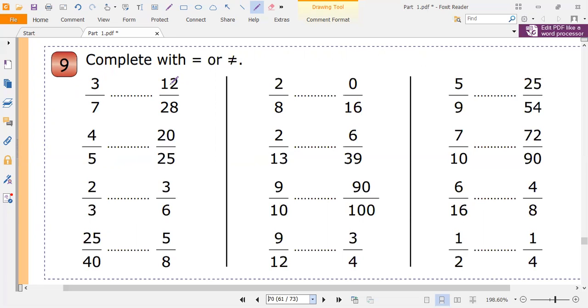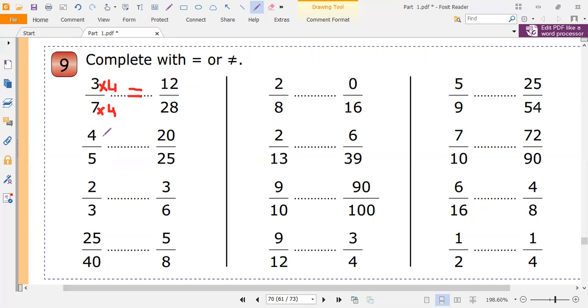3 how becomes 12? Becomes bigger. So if we multiply the 3 by 4, we get 12. And if we multiply the 7 by 4 also, we get 28. So we multiply the numerator and the denominator by the same number. So yes, these fractions are equal.